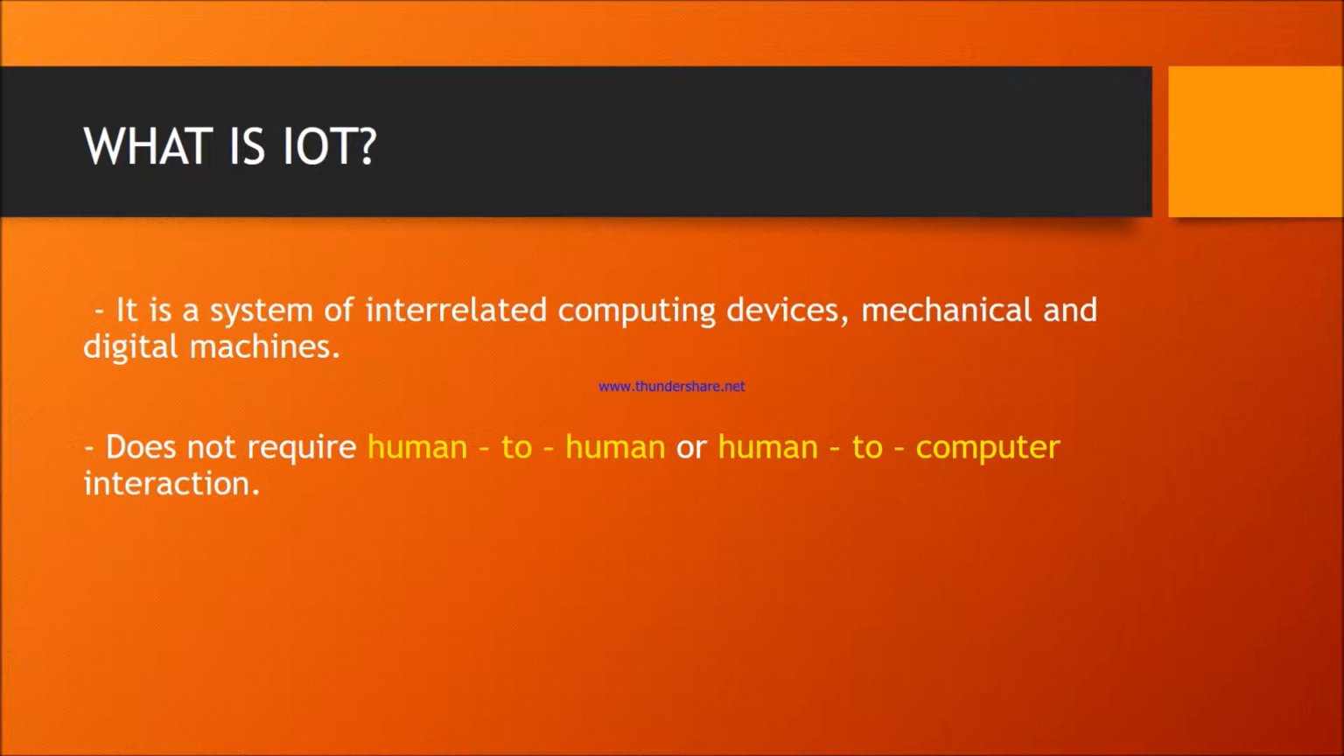All right, so what is IoT? Internet of Things is a system of interrelated computing devices, mechanical and digital machines. It can also be an object, a person, or an animal, provided with a unique identifier and the ability to transfer data over a network without requiring human to human or human to computer interaction.